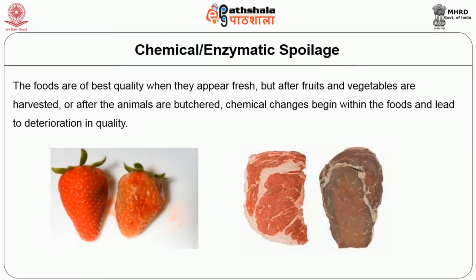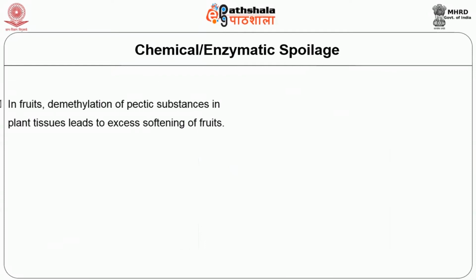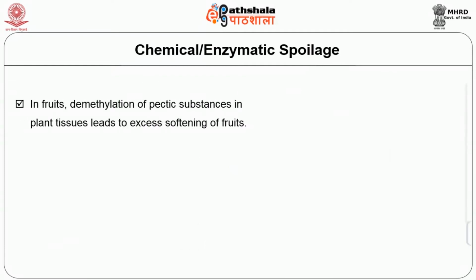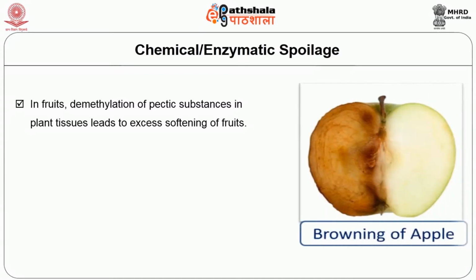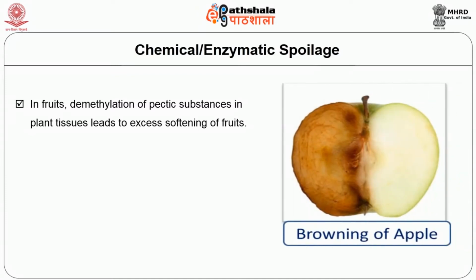The naturally occurring enzyme initiates most of the chemical reactions in food. In fruits, demethylation of pectic substances in plant tissues leads to excess softening of fruits. Similarly, for example, when fruits such as apple are cut and exposed to air, enzymes bring about a chemical reaction to produce brown colored components in the product, and this is called enzymatic browning.